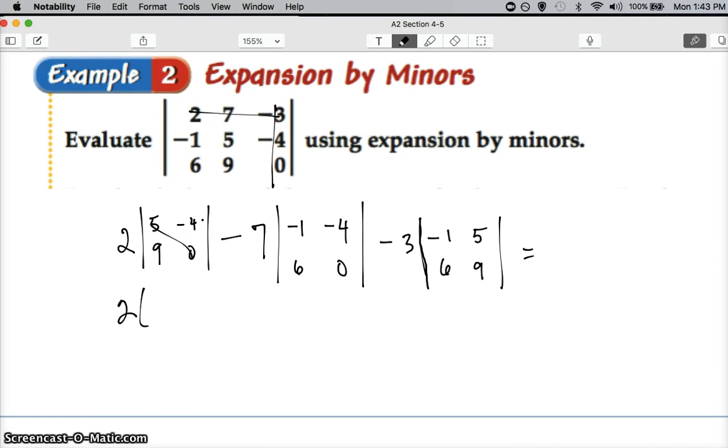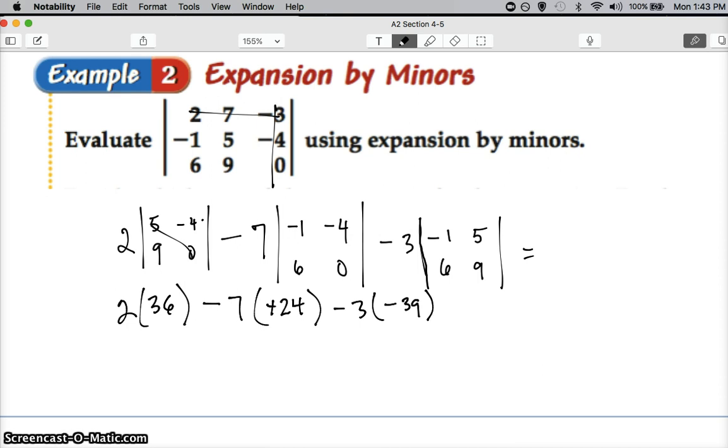Remember, 5 times 0 is going to be 0, minus a minus 36 is going to be a positive 36. Again, negative 1 times 0 is 0, minus 6 times negative 4, that's going to give me a positive 24. Negative 1 times 9 gives me negative 9, minus 6 times 5 is going to give me a negative 30. So negative 9 plus a negative 30 is a negative 39.